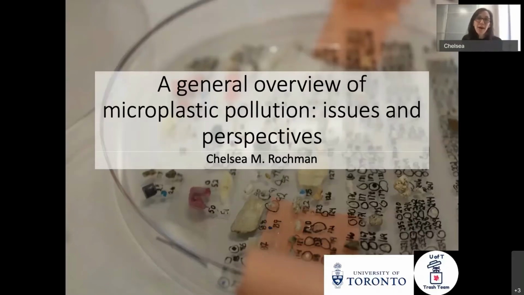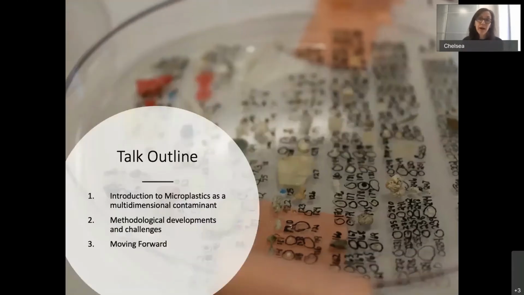Okay, I'm going to talk today. I'll give a general overview about microplastic pollution, talk about some of the issues and perspectives related to methods. So I'll start by introducing the contaminant, and I'm going to talk about its multidimensionality and how it's unique from other types of contaminants that we often tend to think about, like chemical contaminants.